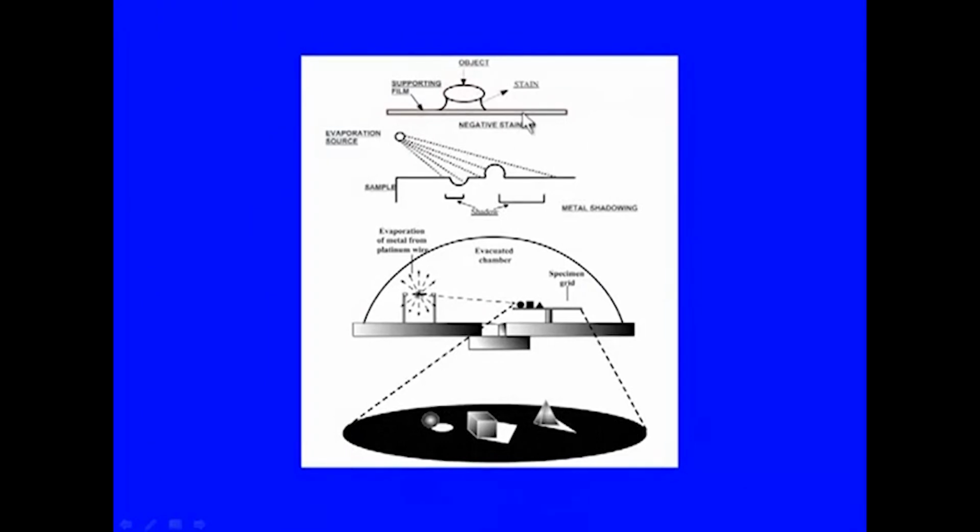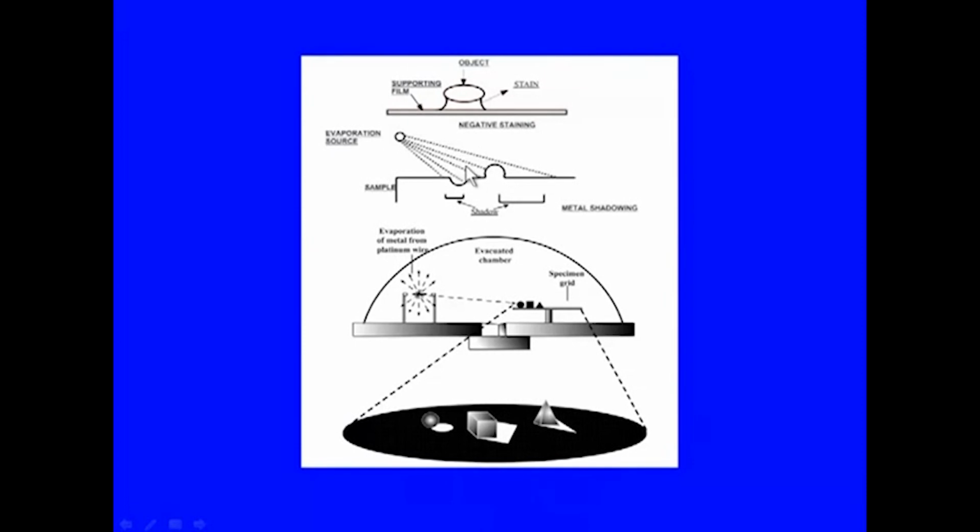So, let us see this in this figure. This is for negative staining, which I have already shown to you, where there is an object, there is a stain and there is a supporting film. For metal shadowing, which I was trying to explain, it is done in an evacuated chamber. Essentially, you have a metal which is being heated and evaporated, and there is a sample with different ups and downs or different surface structures.